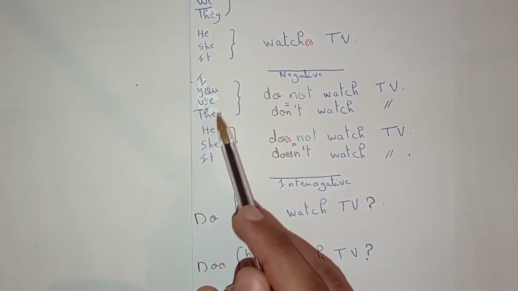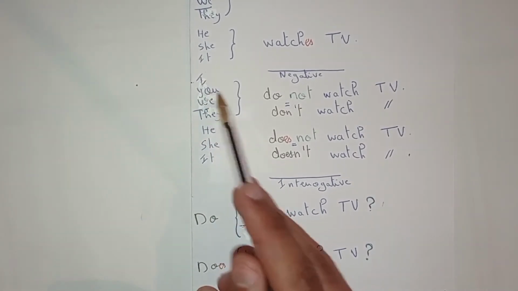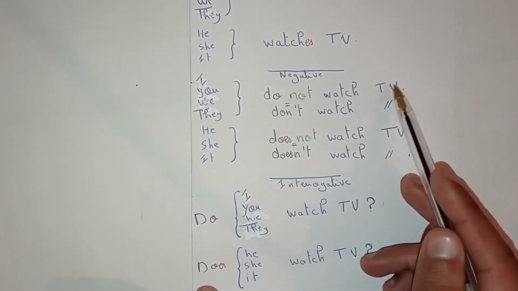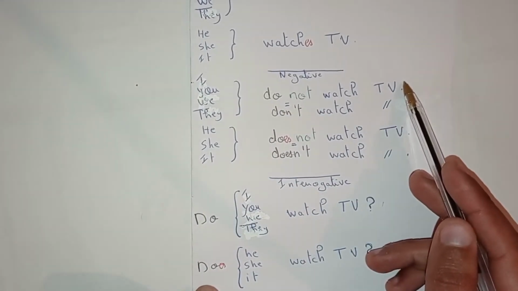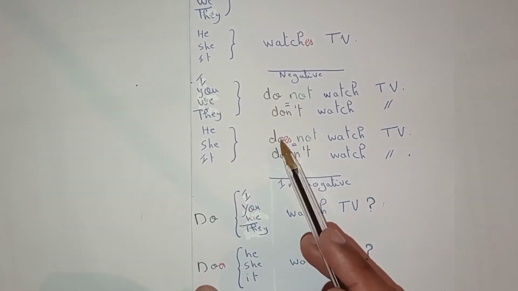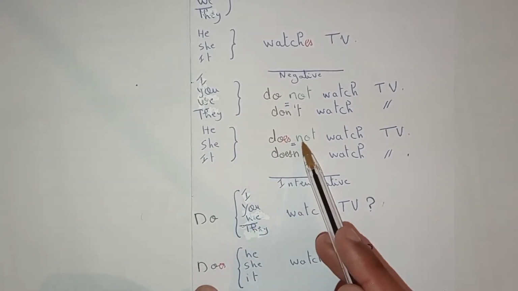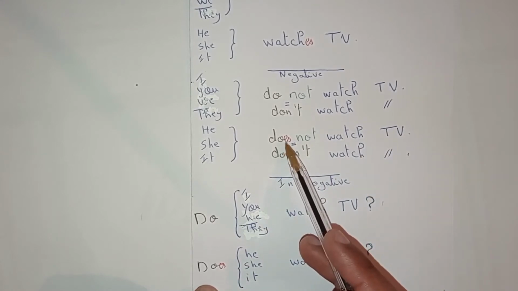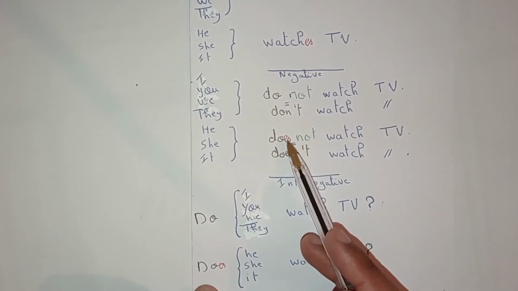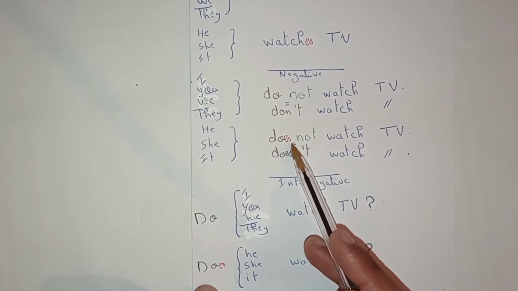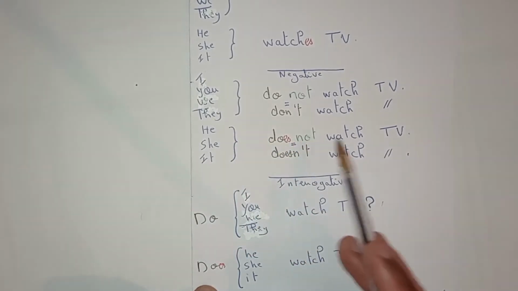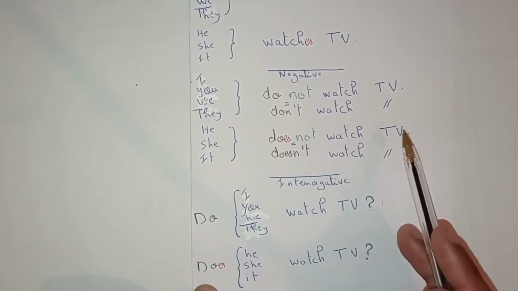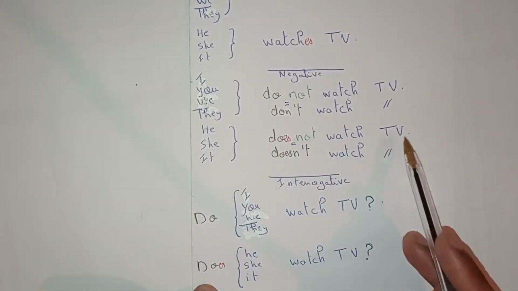You, we, they, okay? You do not watch TV. We do not watch TV. They do not watch TV. In he, she, it, we say, he does not watch TV. Look, here, es. We have es here. Okay? He does not watch TV. She does not watch TV. It does not watch TV.